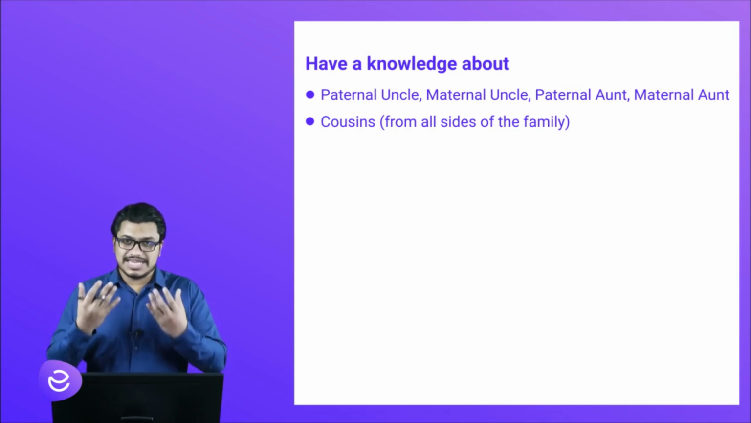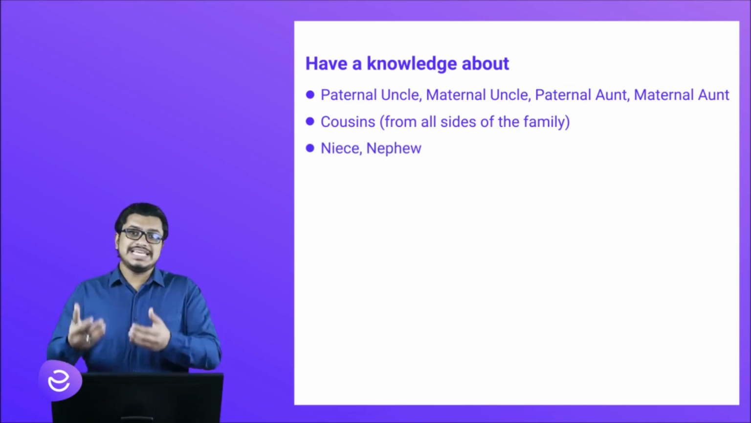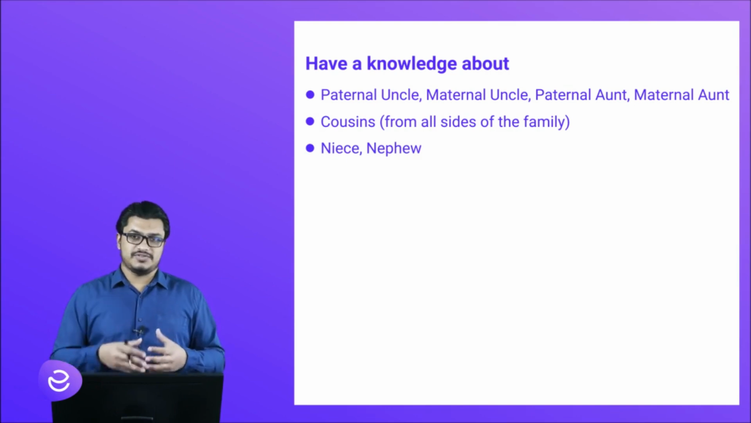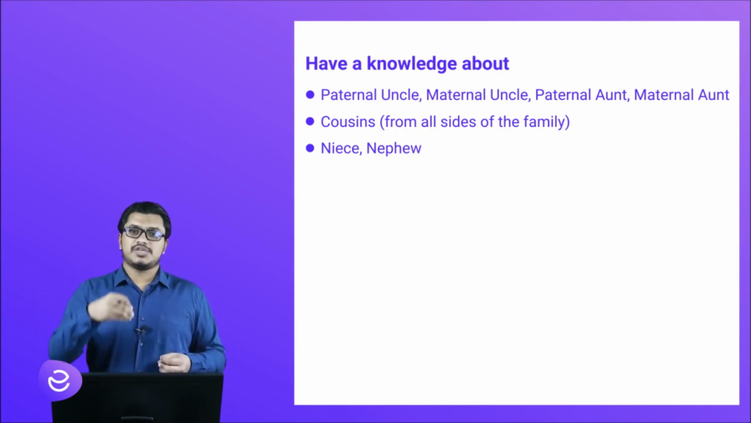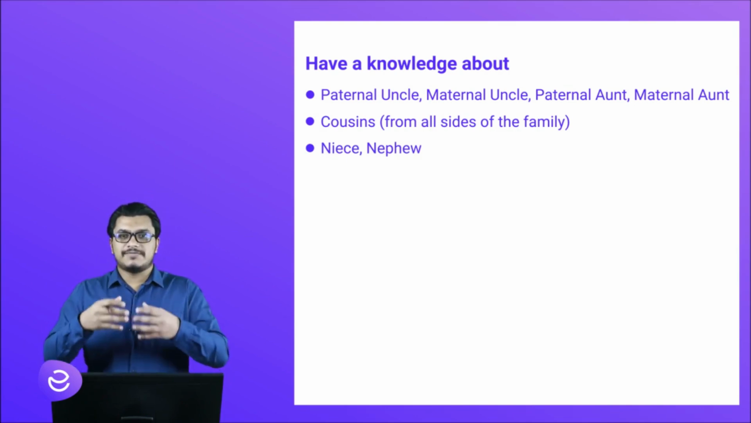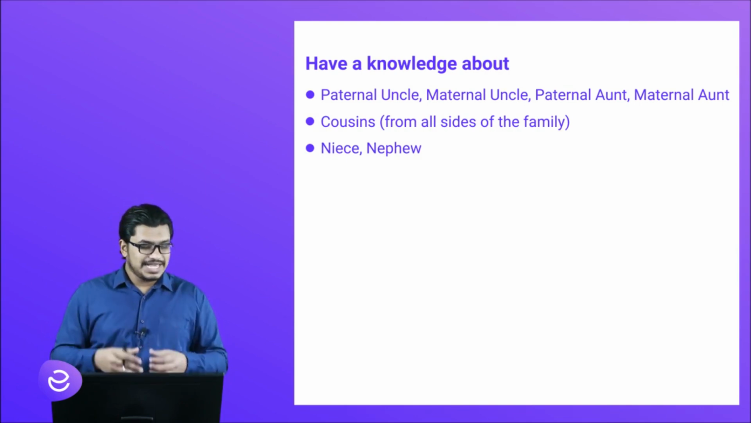One of the next indirect relationships is between nieces and nephews. Niece means your brother's or sister's daughter. Nephew means your brother's or sister's son. So you'll have to have an idea about nieces and nephews.